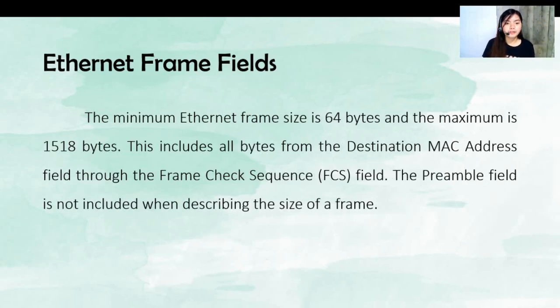Ethernet frame fields. The minimum Ethernet frame size is 64 bytes and the maximum is 1518 bytes. This includes all bytes from the destination MAC address field through the frame check sequence, or FCS, field. The preamble field is not included when describing the size of a frame.